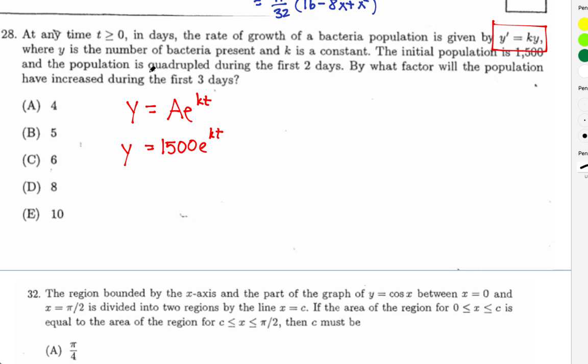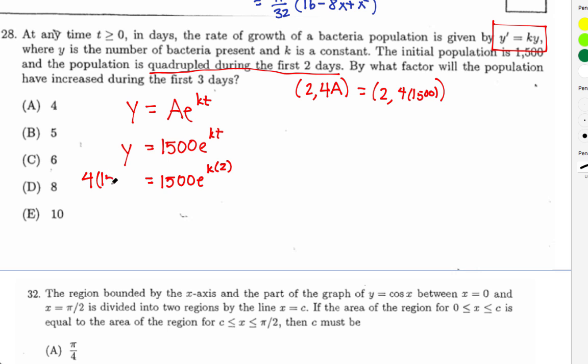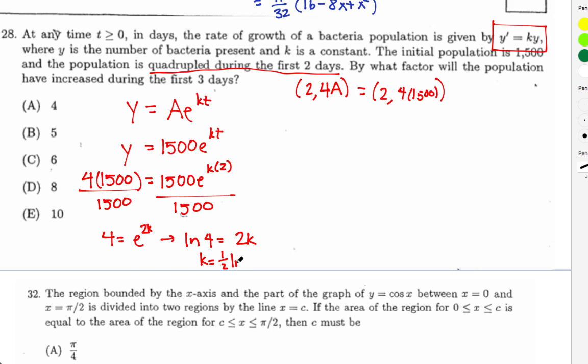And the population quadrupled during the first 2 days. So that means at time 2, we have 4 times the initial amount, or 4 times that 1,500. When time is 2, so 1,500 e to the k times 2, our amount is 4 times that initial 1,500. So divide both sides by the 1,500, and we have 4 equals e to the 2k. Then we can ln both sides, so ln 4 equals ln e to the 2k, which is just 2k, so k equals 1/2 ln 4.